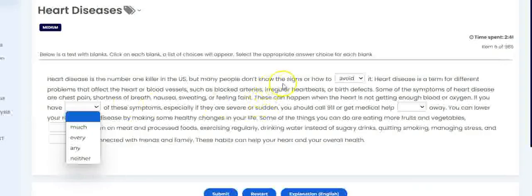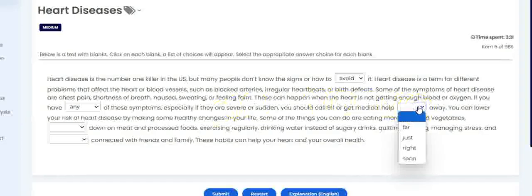Here also, if you see the signs or how to avoid it, any of the symptoms, we say it is a collocation. You can say any of these symptoms, so any one out of these, right? And the next sentence is: especially if they are severe or sudden, you should call 911 and get medical help dash away. So there would be a collocation. What we say is that you need to get medical help right away. We say that, right?